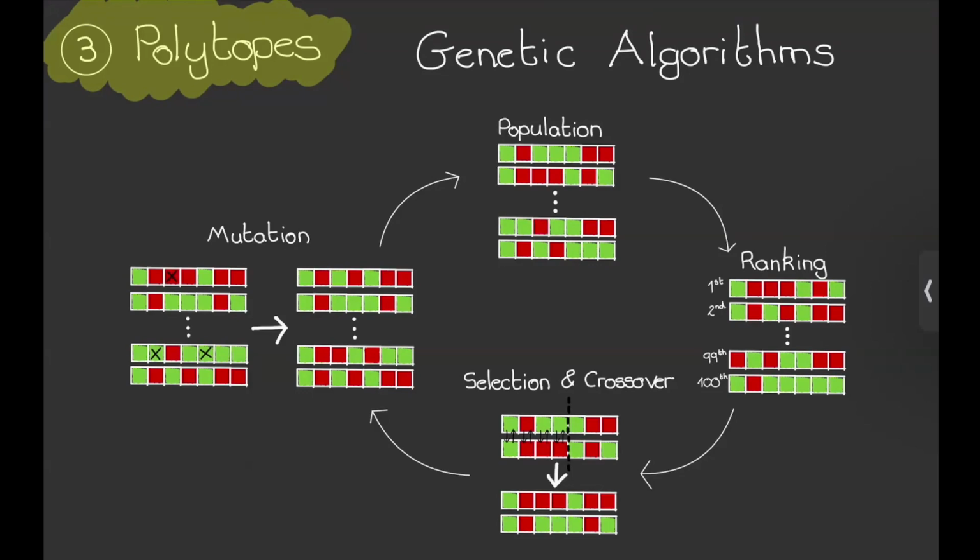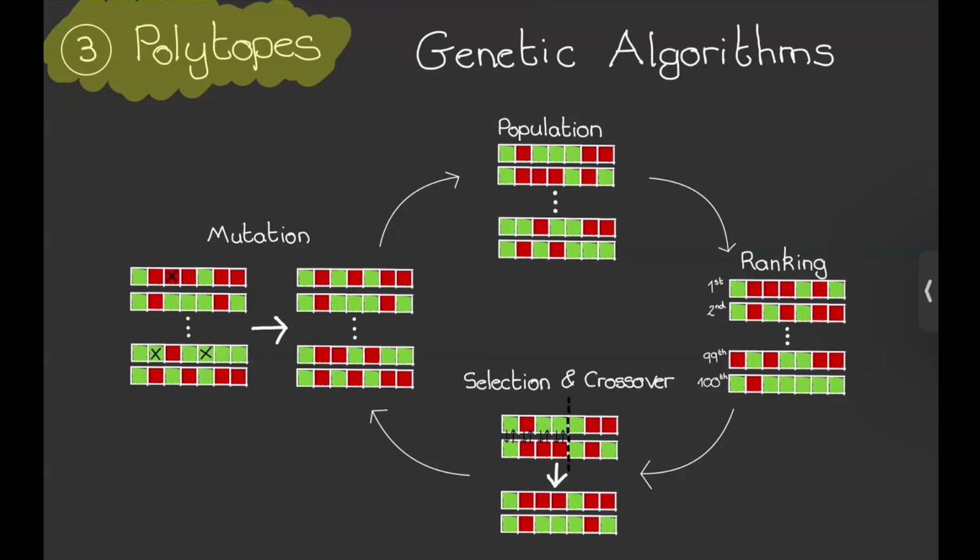The first thing you do is you assign a fitness to every individual in the population. And because we wanted to generate reflexive polytopes, our fitness function gave a score to a polytope based on how close it is to being reflexive. Then once you've ranked your population based on their fitness scores, you select fit pairs of individuals from the population and you breed them to create a new generation of offspring.